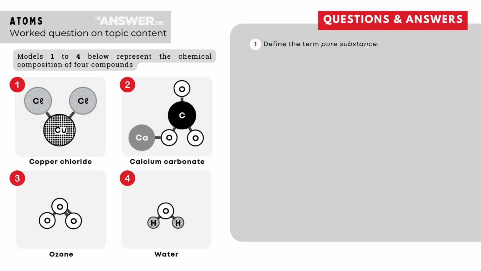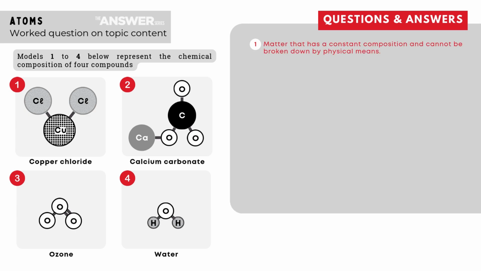Question 1 asks you to define a term, pure substance. And this is something that requires you to merely recall the definition from your notes that you've studied. A pure substance is matter that has a constant composition and it cannot be broken down by physical means.